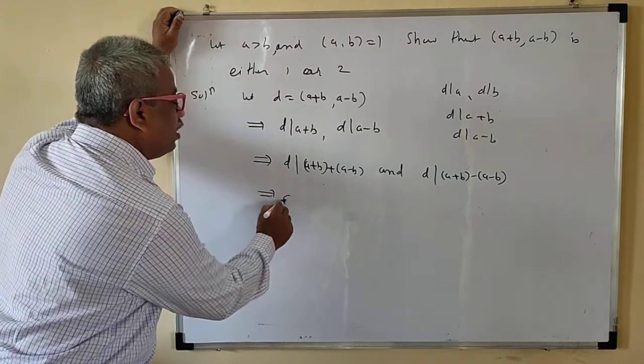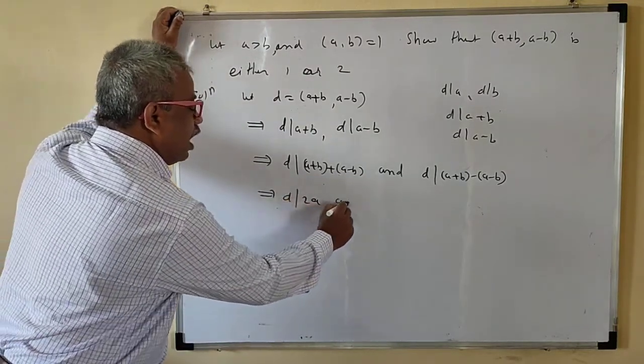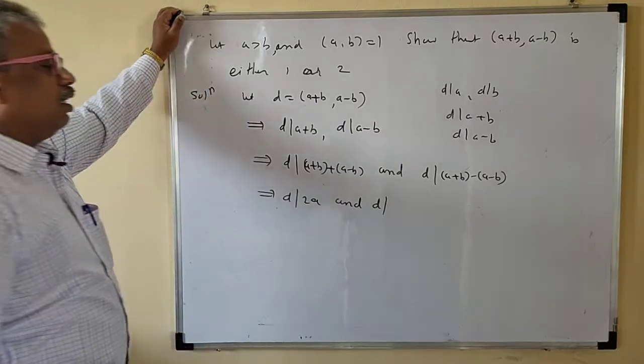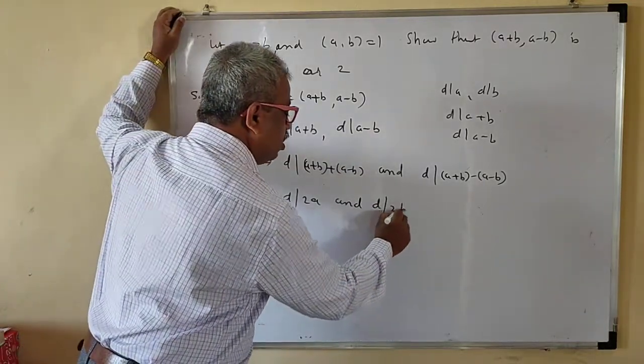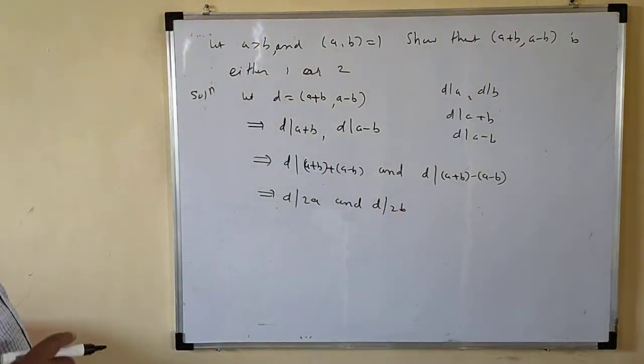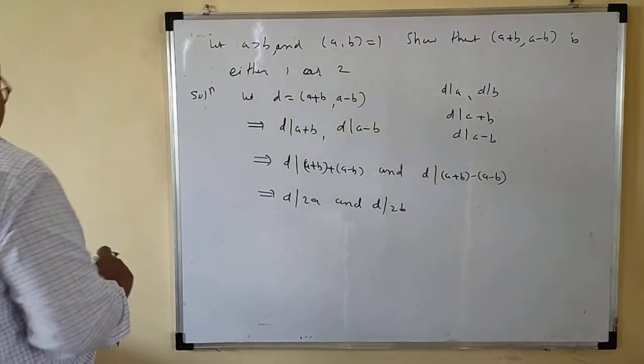So this implies that d divides twice a, and this one is twice b, so d divides twice b. So what have we proved? d divides twice a, and d divides twice b.